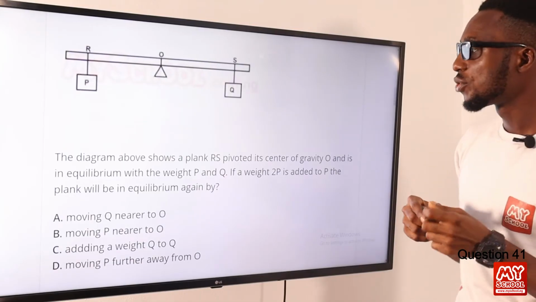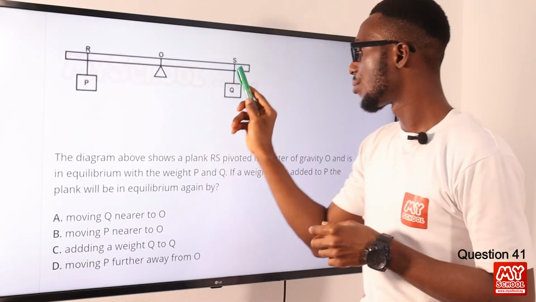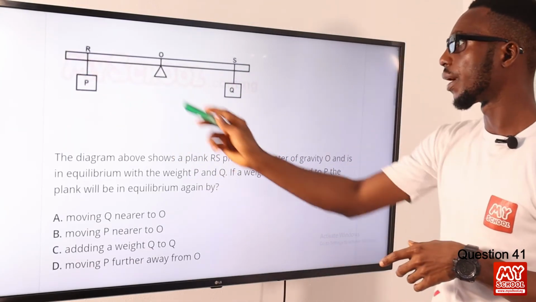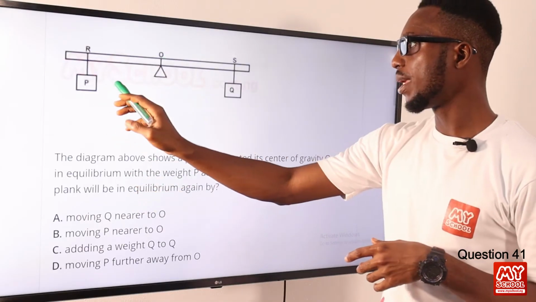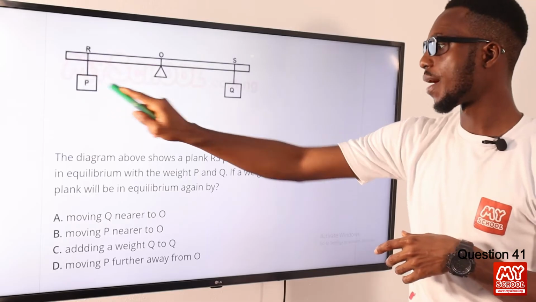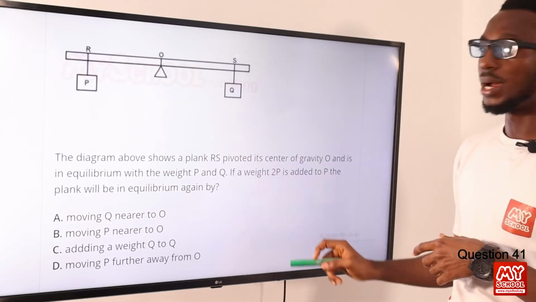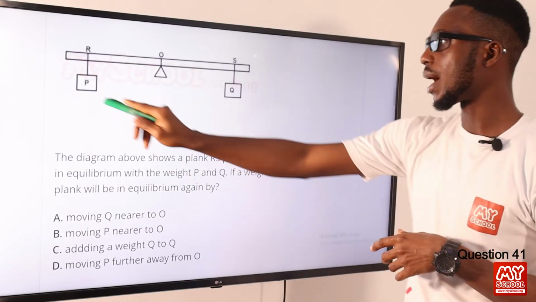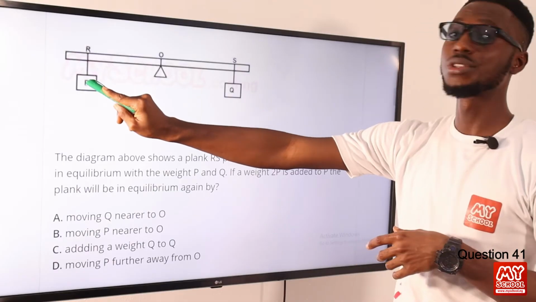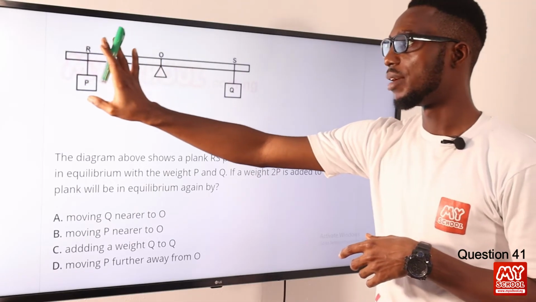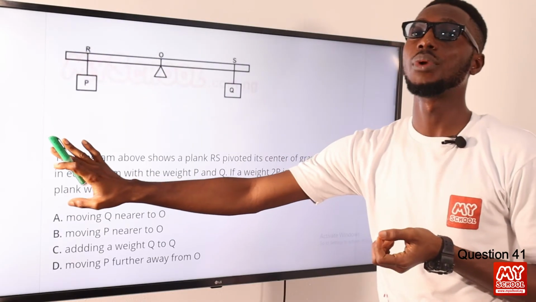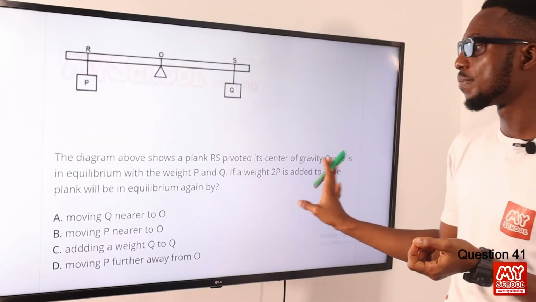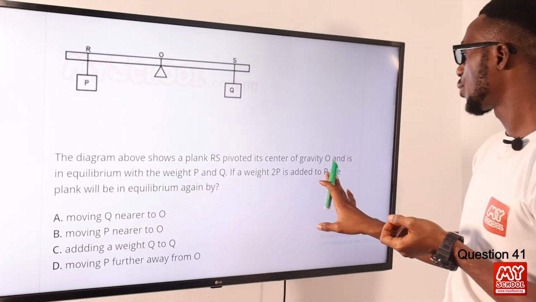41. The diagram above shows a plank RS pivoted at its center of gravity O, and is in equilibrium with the weights P and Q. Now, if a weight 2P is added to P, there's going to be a disturbance to the equilibrium, and you're going to see it falling away. The only way to prevent that is by, okay, so it's added to P.